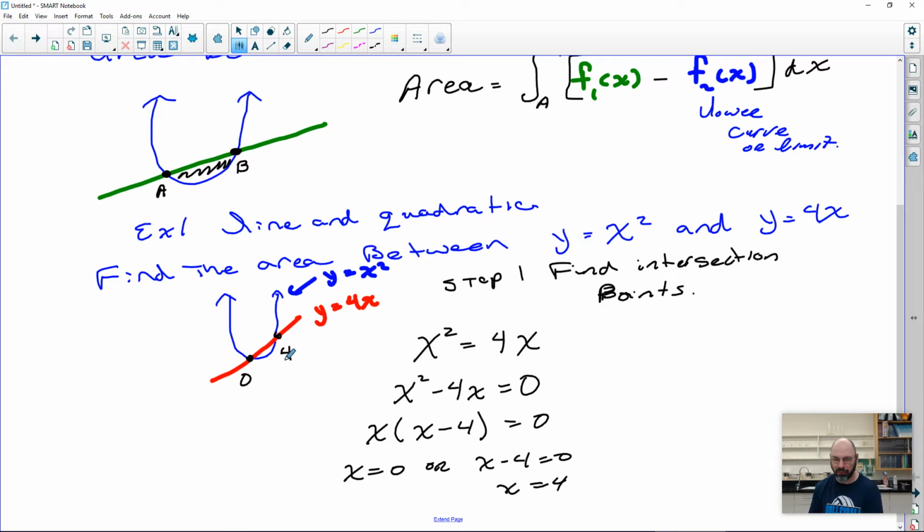Now, do we need the y points? You could figure out what the y points are if you wanted. So if you put 4 in here, 4 times 4 would be 16, and 4 squared would be 16. Makes sense, right? And with 0, put 0 in, they both give you 0. You could do that if you need to, just to help you visualize it, but you don't need them because we're going to use the x points as our a and b.